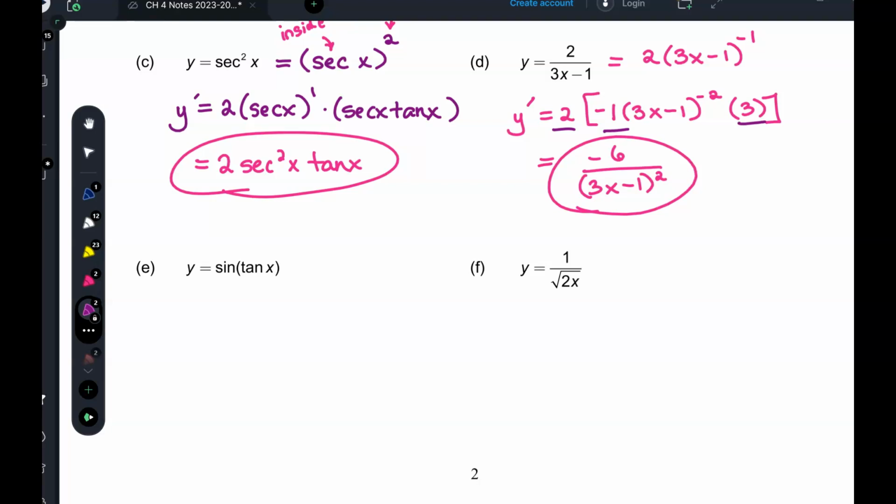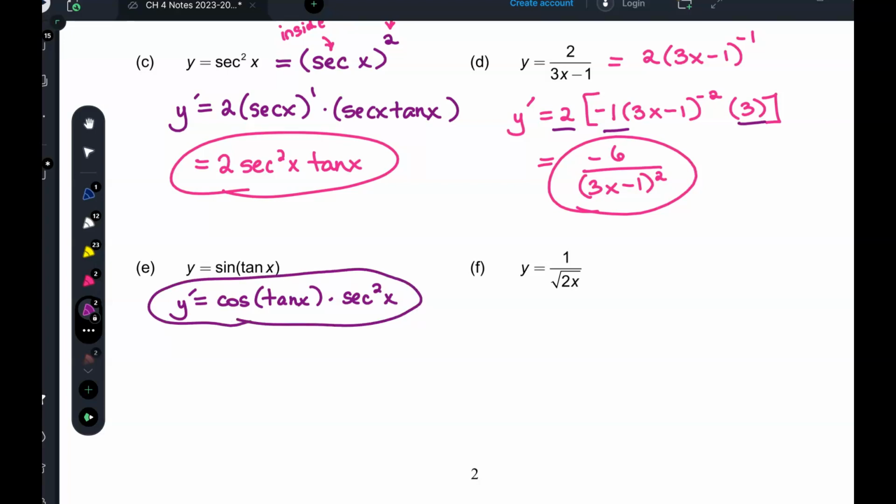But there's sometimes where you can't avoid it, like part E. There's no way around the chain rule here. This isn't a multiplication. It's not sine of x times tangent of x. It's sine of tangent x. So what would be my derivative? The derivative of sine is cosine. Keep the inside the same, times secant squared. Now in this case, there's literally nothing I can do with this. I could put the secant squared in front, but I don't need to. This is all you can do.